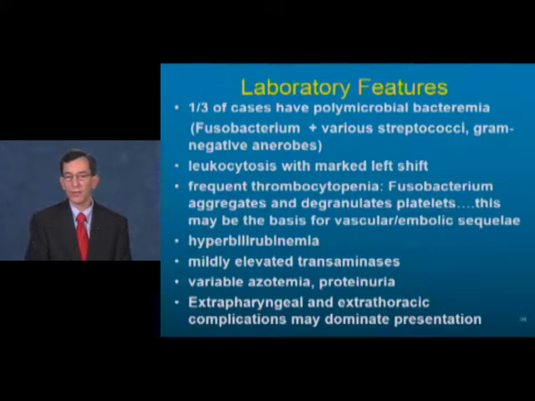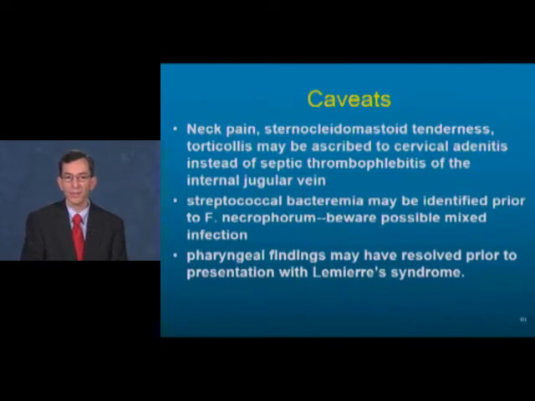These patients often are mildly jaundiced, in some cases due to microabscesses of the liver, in other cases due to the liver consequences of sepsis. Renal disease is also seen, again, sometimes due to focal infection of the kidney and other times due to systemic illness. And as I mentioned, the extrapharyngeal and extrathoracic complications sometimes dominate the presentation, and no one really thinks about the sore throat that occurred a week or two before that provoked this diagnosis.